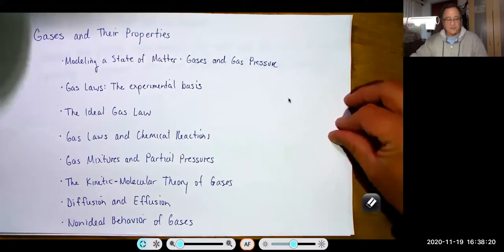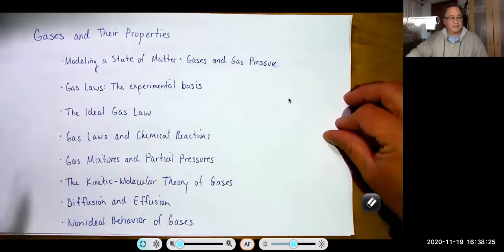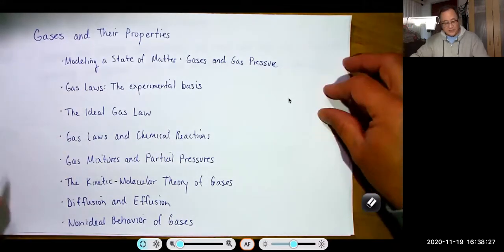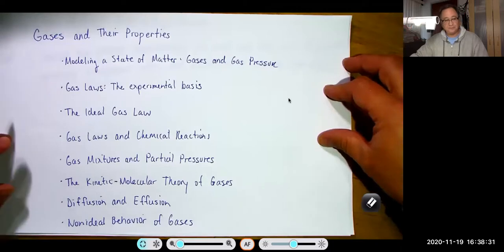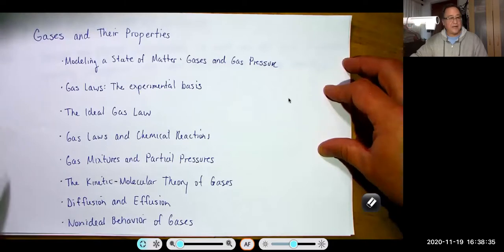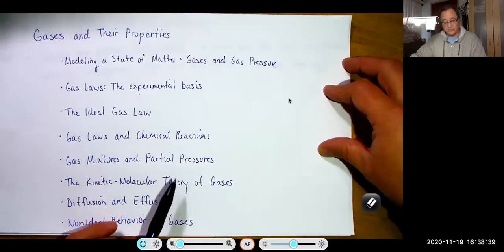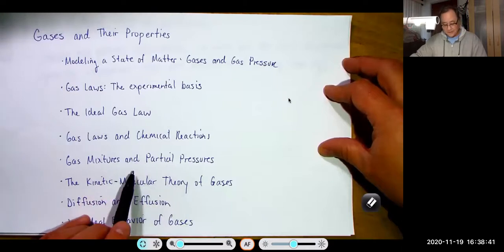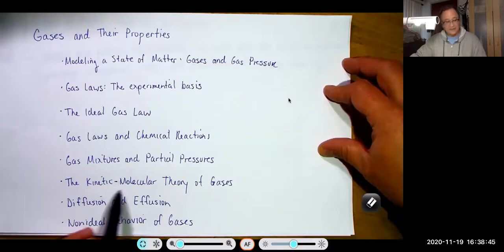All right, the focus of this module is gases and their properties. The sections are modeling a state of matter, gases and gas pressure, gas laws, the experimental basis, the ideal gas laws and chemical reactions. We'll do a little stoichiometry there. Gas mixtures and partial pressures, the kinetic molecular theory of gases, diffusion and effusion.